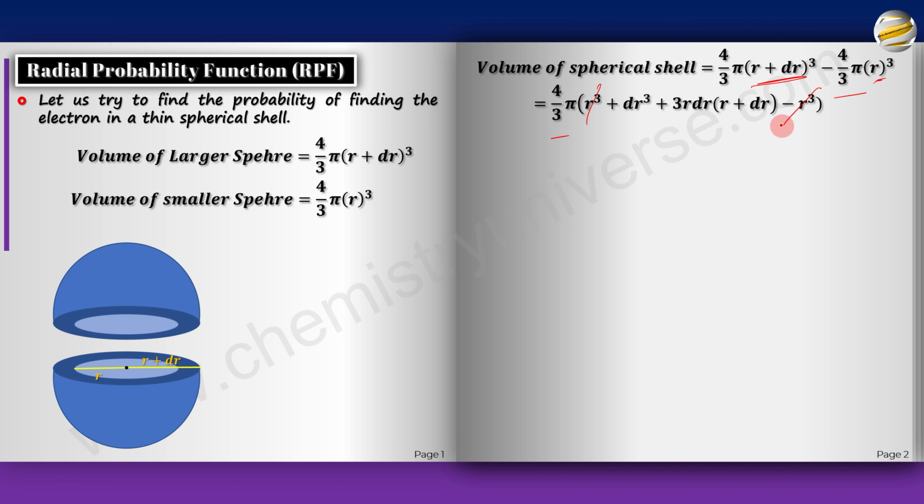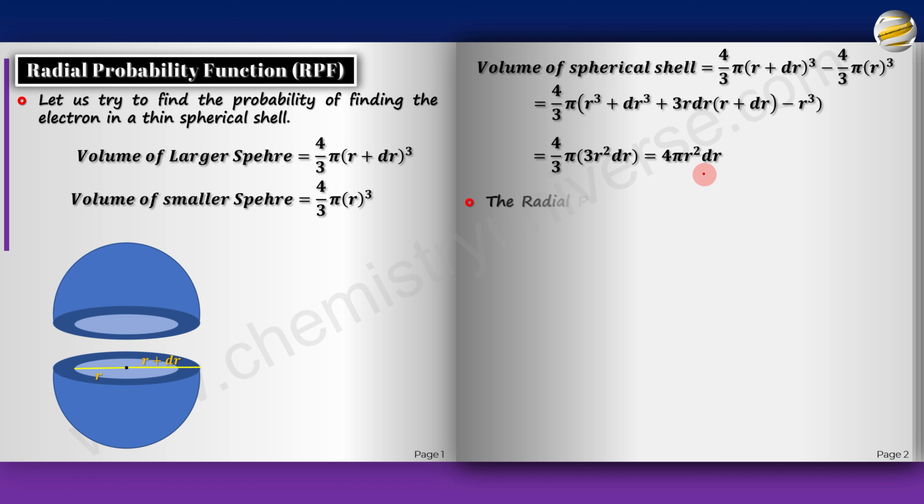And now let's see what else gets cancelled. Now this dr cube I'm just ignoring because it's going to be very small. And this dr into dr square also I'm ignoring. So I'm only having 3r dr into r, which is 3r square dr. And if I were to multiply this, this is the volume of the thin spherical shell.